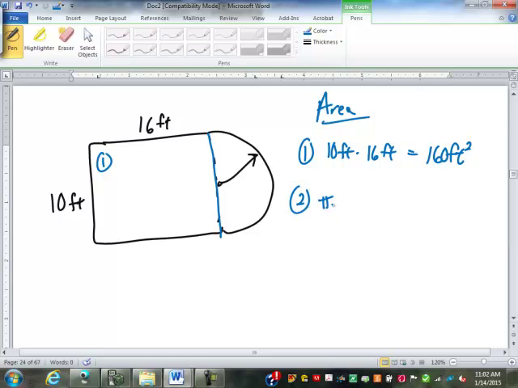pi times, what's its radius? 5. Yeah, 10 is the diameter, 5 will be the radius. So pi times 5 squared divided by 2, which ends up being 39.25. We add those together to get 199.25 square feet.